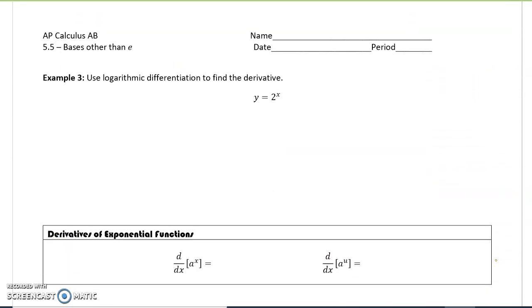Going in reverse, well, let's use logarithmic differentiation. We know how to do that. We'll take the natural log of both sides. And if I take the natural log of 2 to the x, I can get x times the natural log of 2. Just pull that exponent out front.